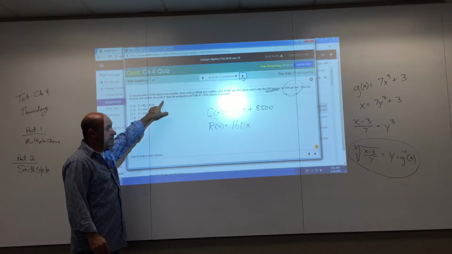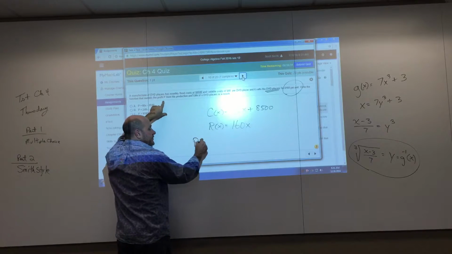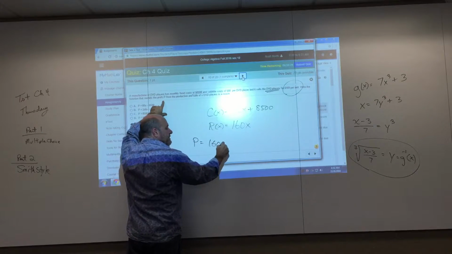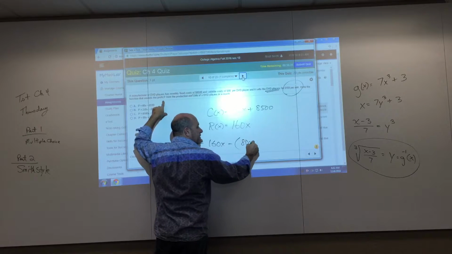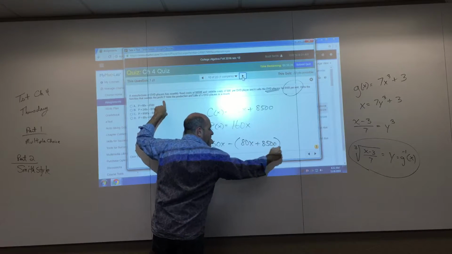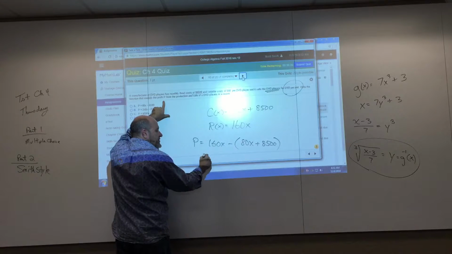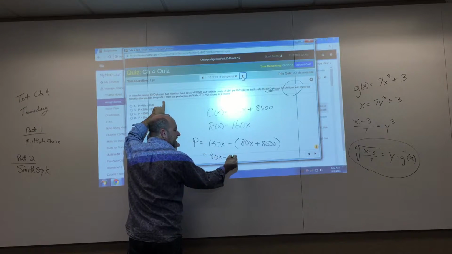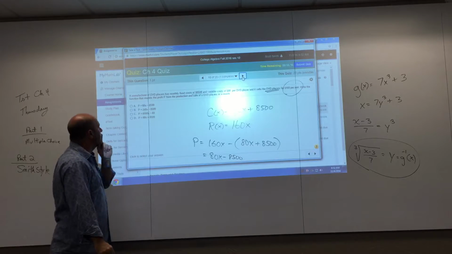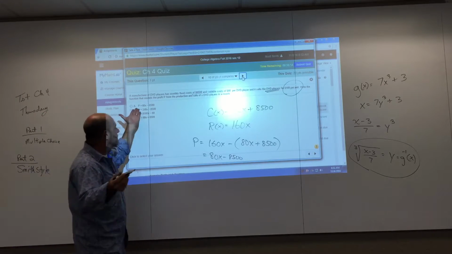Now they want the profit function. Of course, profit is this revenue minus this cost. So when you distribute the negative sign and collect like terms, you're going to get 80x minus 8,500, I guess. And you're done. Right. Part A.